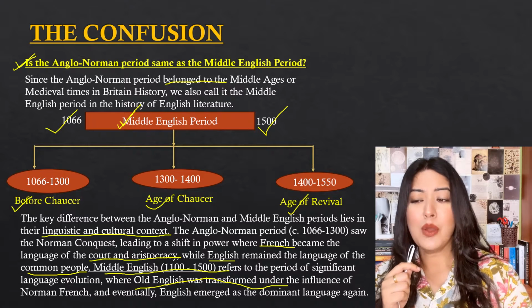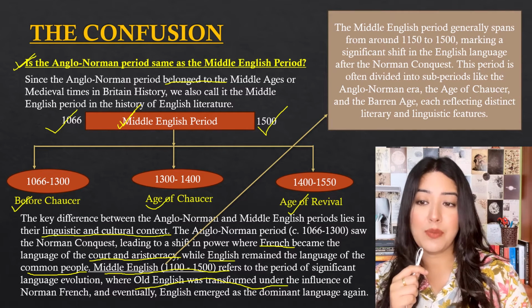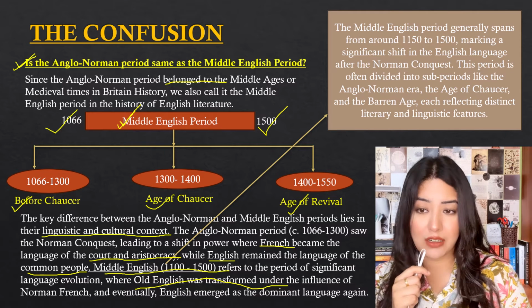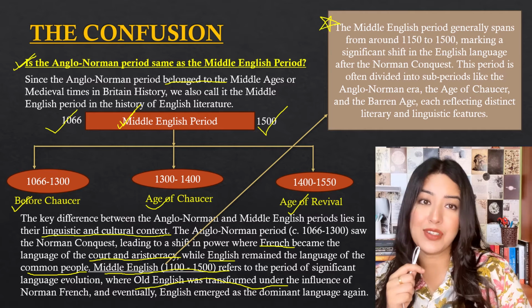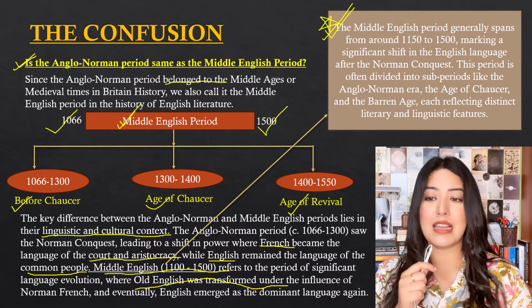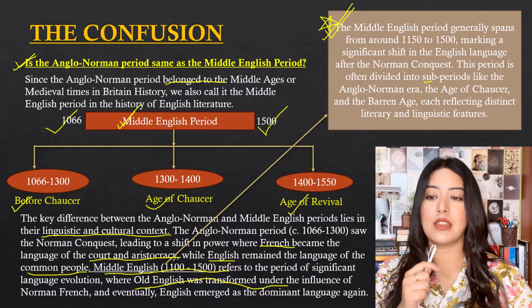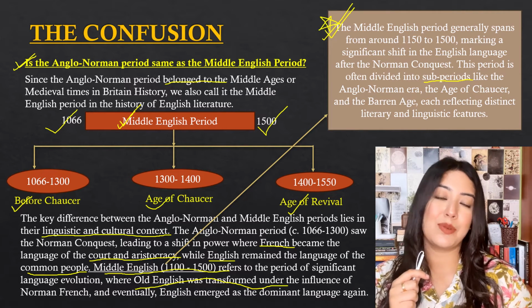So what is Middle English then? The Middle English period generally spans from around 1150 to the 1500s, marking a significant shift in the English language after the Norman conquest. This period is often divided into sub-periods like the Anglo-Norman era, the Age of Chaucer, the Barren Age, each reflecting distinct literary and linguistic features.